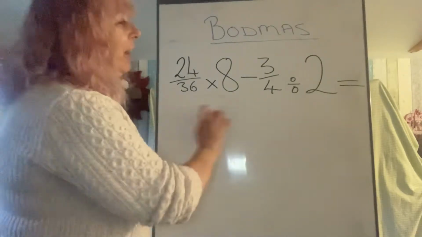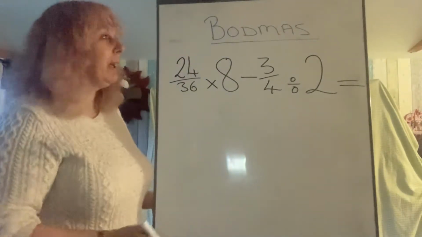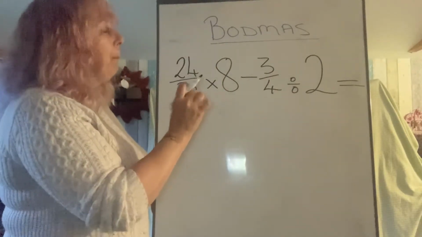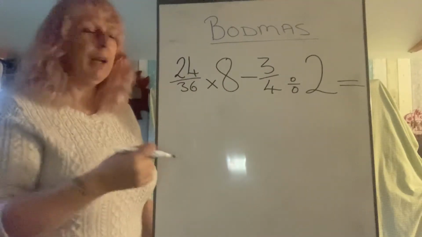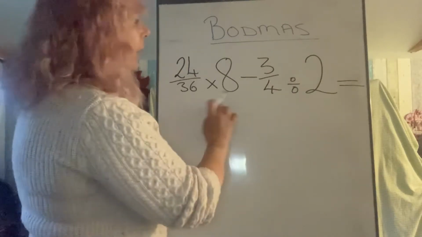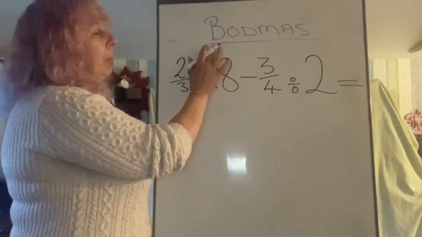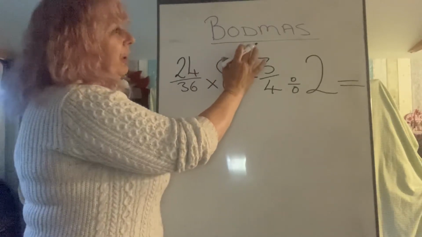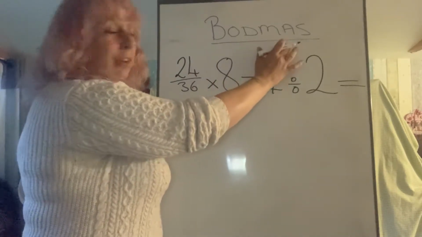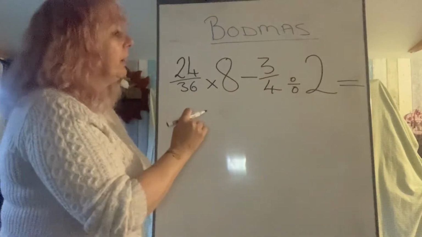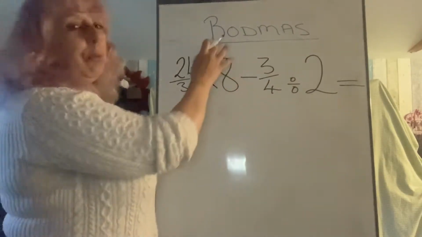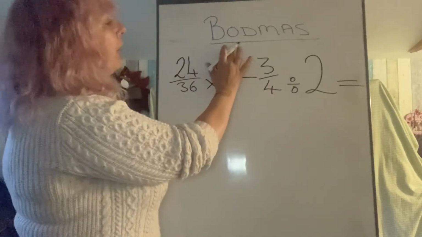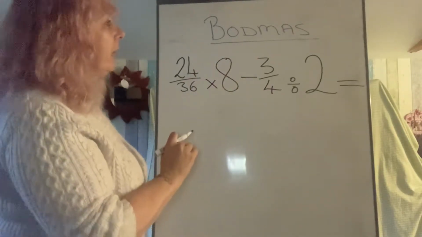We've got quite a long fraction equation here and we're going to use BODMAS to solve it. BODMAS tells us the order in which we need to complete the equation. BODMAS stands for brackets, order, division, multiplication, addition and subtraction. So the first thing we need to look at is, have we got any brackets in our equation? And we haven't. So we then go to the order we need to do things.